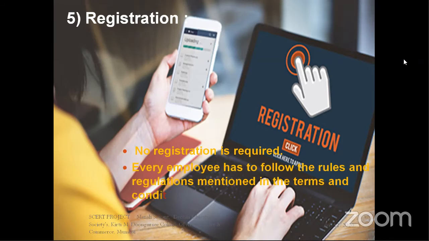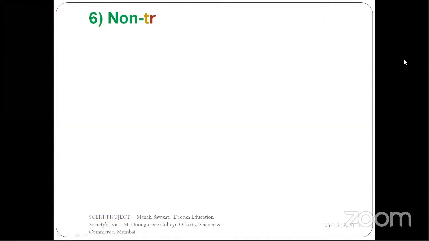Every employee has to follow the rules and regulations mentioned in the terms and conditions of the employment contract. Whenever a person is selected as an employee by the organization, there is a contract between the organization and the employee regarding the terms and conditions of the employment. So whatever terms and conditions are discussed at the time of appointment, he has to follow the same. But registration is not at all required for employment.